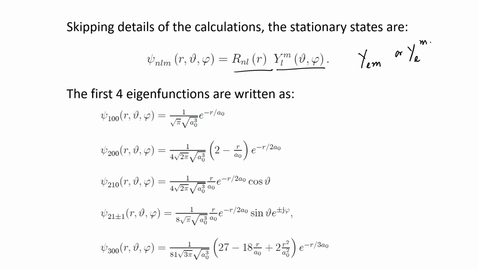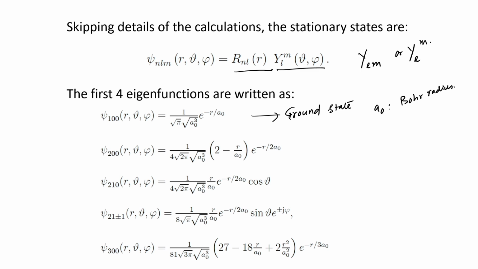So, we do not go into the details, but want to reflect upon the first few eigenfunctions of this. This eigenfunction is called the ground state. The ground state eigenfunction looks like 1 by root over pi a0 cube, exponential minus r over a0, where a0 is called the Bohr radius. So, this falls off, unlike the harmonic oscillator, as an exponential fall off.